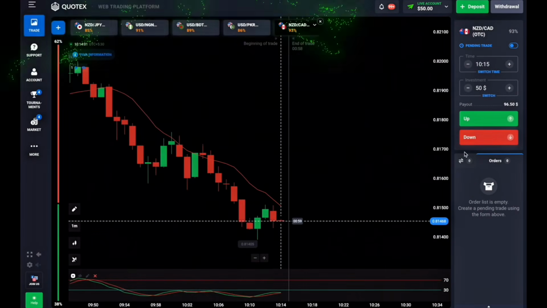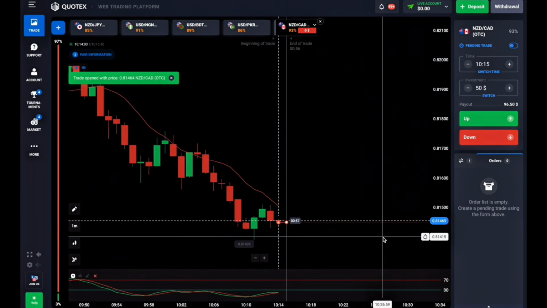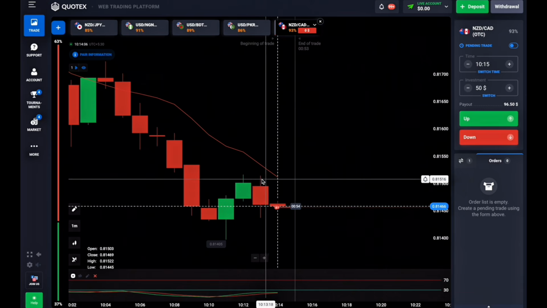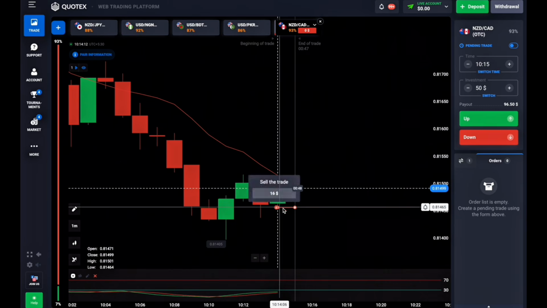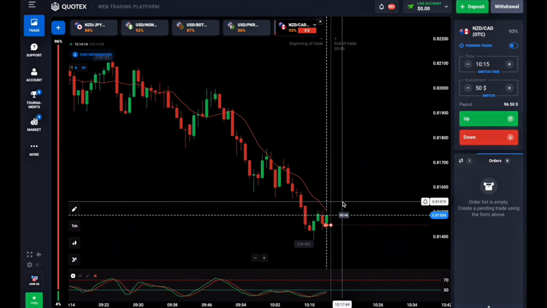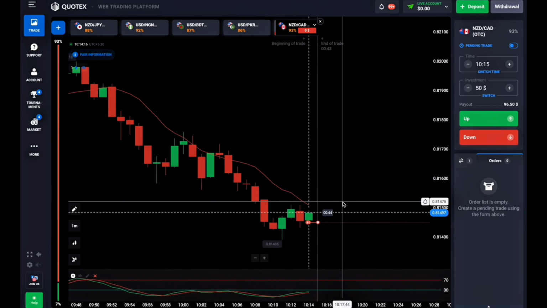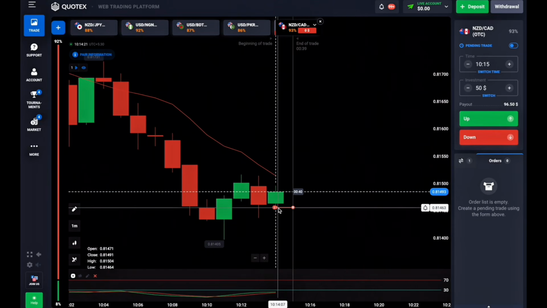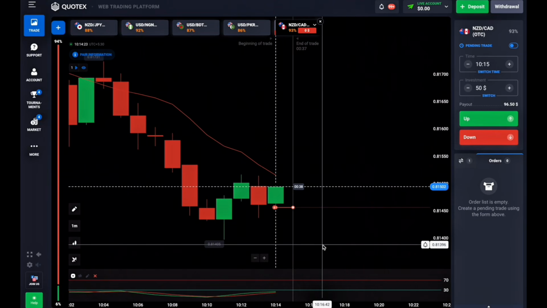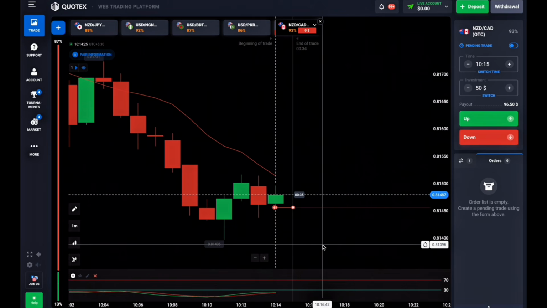I am scanning through multiple currency pairs and right here on NZDCAD you can clearly see the trend is bearish. Why? Because the candles are consistently closing below my moving average line, which is the red line. Now after two bullish candles we get a strong bearish candle that closes below the previous green candle. This is a clear continuation signal in a downtrend market. So this is exactly the kind of high probability setup I wait for. Everything aligns with my confirmation.